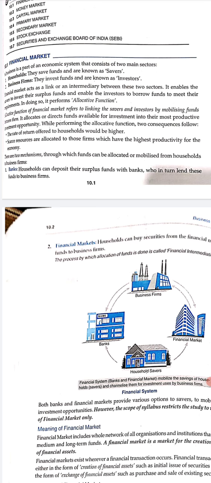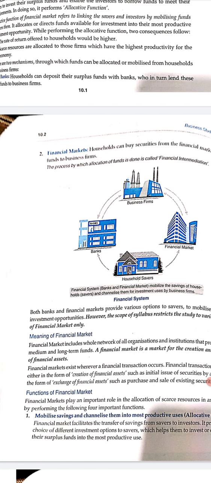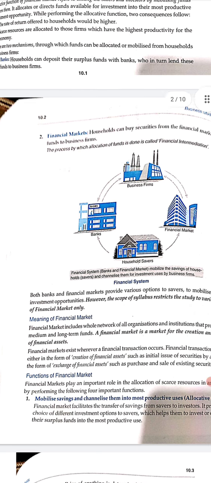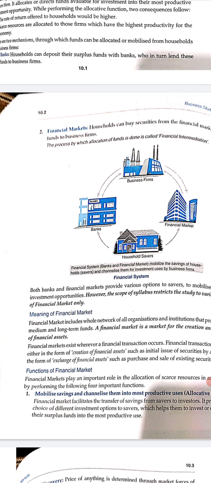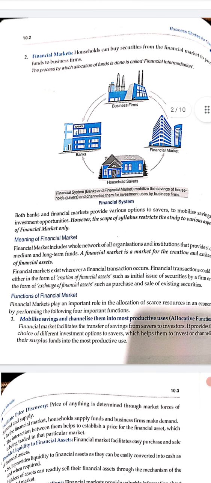Right? Now, first, we must know the meaning of financial market. Financial market includes the whole network of all organizations and institutions that provide short, medium and long term funds. A financial market is a market for the creation and exchange of financial assets. The main function of financial market is mobilizing savings and channelizing them into the most productive uses. It is known as the allocative function of financial markets.